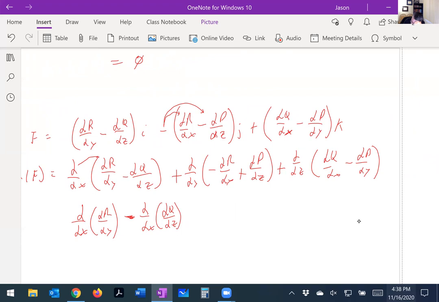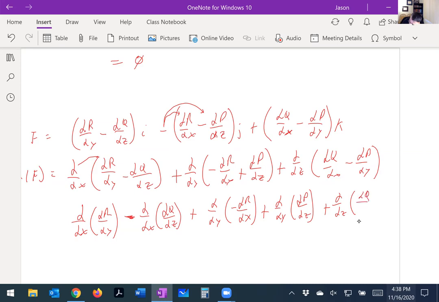So plus, this is going to be partial of y, and then minus partial of r, partial of x, plus partial of y times partial of p, partial of z, plus partial of z, partial of q with respect to x, minus partial of z of partial of q with respect to y.